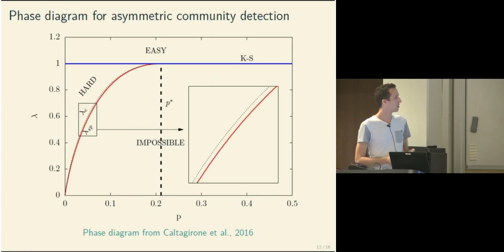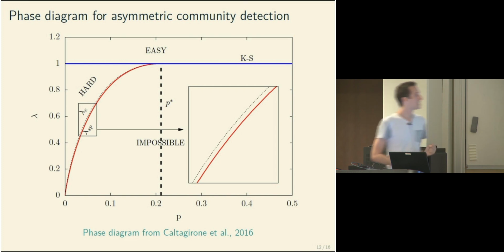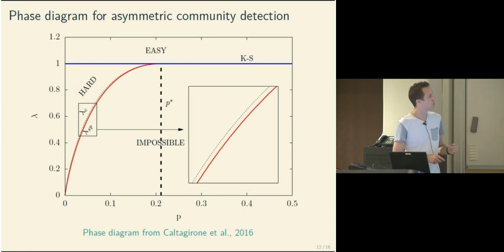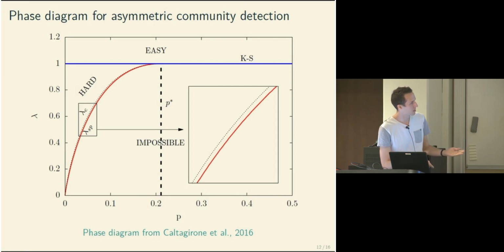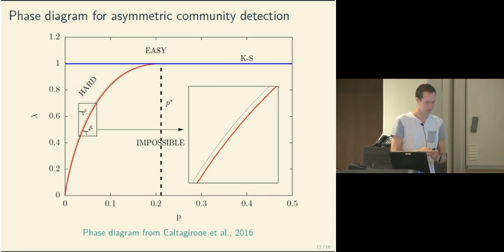So last, we can represent these 3 regions on a phase diagram with lambda here and the asymmetry parameter here. And you can see here the 3 phases: easy, hard, impossible. And something interesting happens: when the communities are symmetric, then we are at 0.5. There is no hard phase, but as soon as you are asymmetric enough, then a hard phase appears here. And so that's an interesting phenomenon.